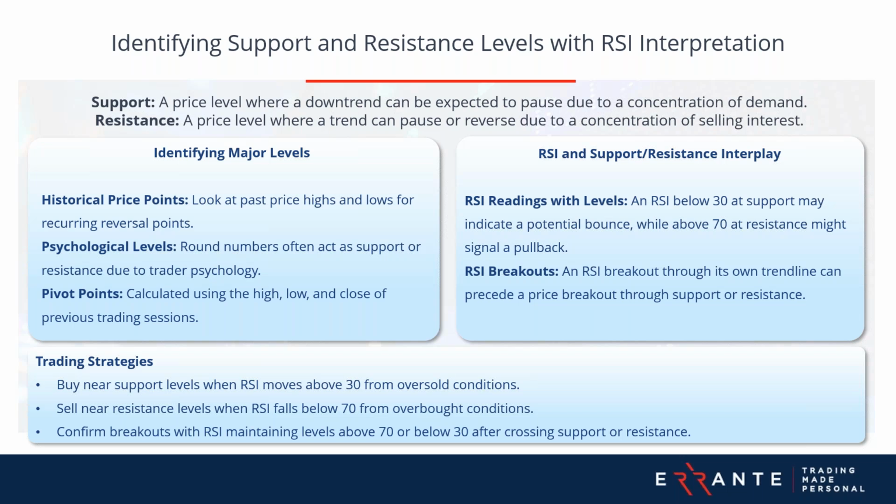On the flip side, consider selling near resistance when the RSI dips below 70, and this could foreshadow a downward reversal. And when it comes to breakouts, look for the RSI to sustain a level above 70 or below 30 after the price has crossed the support or resistance level, confirming the strength of the move.